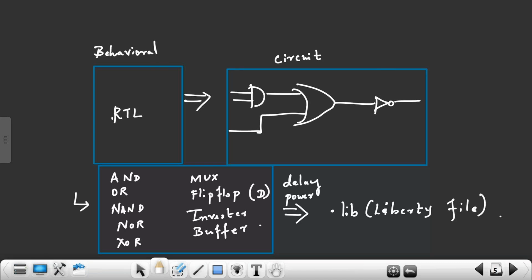Then my question is, who is going to generate this Liberty file? See, we are not going to generate the Liberty file, right? The Liberty file is generated by a PDK team, process design kit team, or the team is called the library characterization team. There is a separate team called the library characterization team, so they are going to develop this.